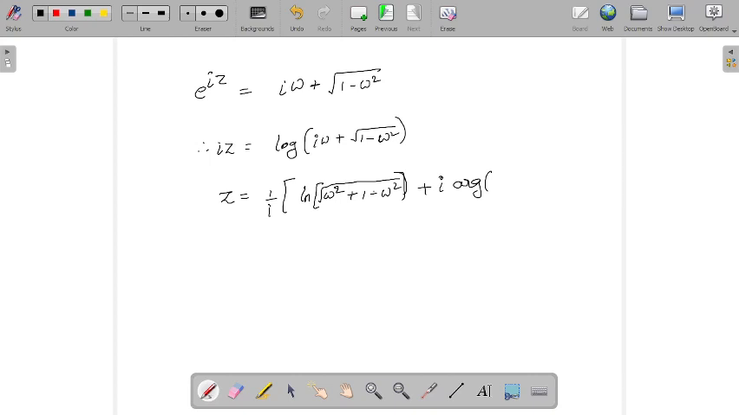So this is what it is. Similarly, you think about what cos inverse of w is. Try to construct that function and write it. Okay, so this is all for today. I'll stop it here.